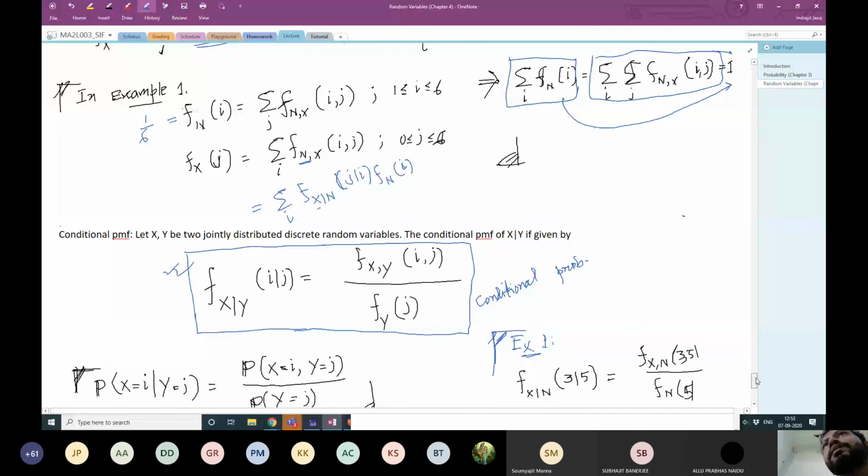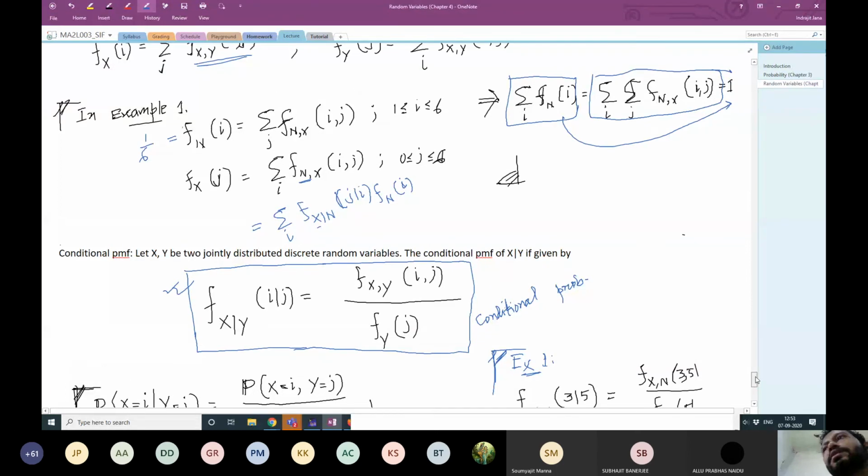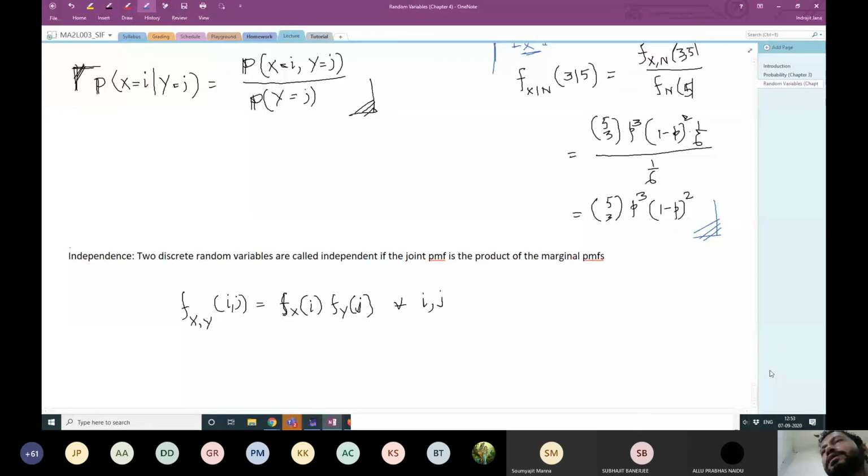Okay, so that's all I had today to discuss. Next time I will give some more examples of this. I have a 2 hour lecture about the conditional mass function, and I'll also do the continuous part, which is joint PDF, marginal PDF, conditional PDF, and so on.